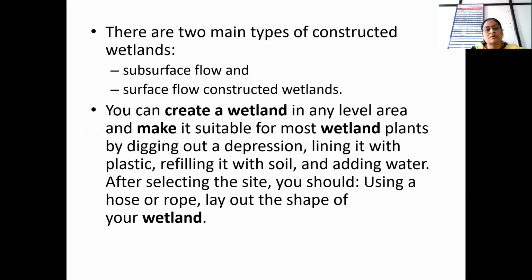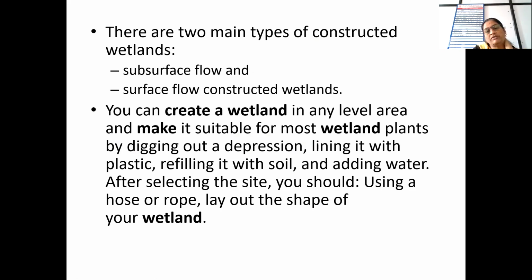There are two main types of constructed wetland. One is the subsurface flow and the other is the surface flow constructed wetland. Two types of wetlands you can construct. One is the subsurface flow, and another is the surface flow constructed wetland. You can create a wetland at any level.